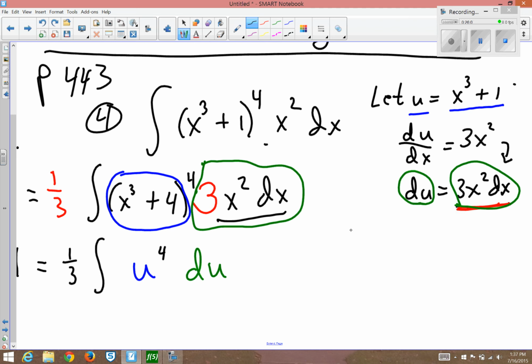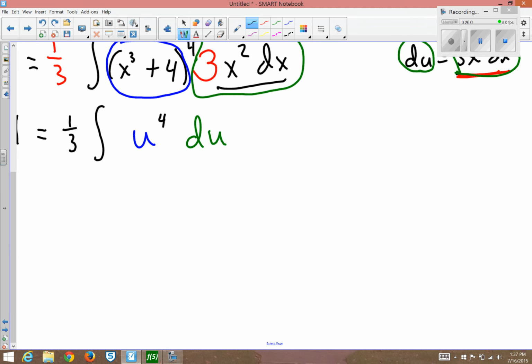So this is a problem everybody should be able to do. This right here, where we say bring down the 1/3. The integral of u to the 4th du is u to the 5th over 5 plus c. And here's the final answer. This is not it up here. It's 1 over 15, because 3 times 5 is 15.